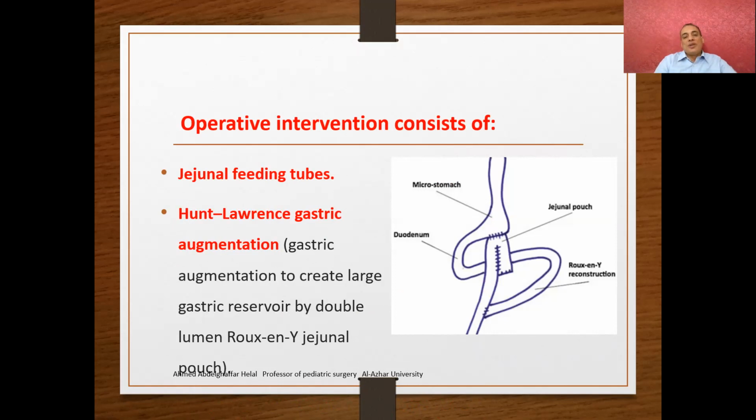It is a gastric augmentation to create a large gastric reservoir by double lumen Roux-en-Y jejunal pouch. As we see, this is a double lumen Roux-en-Y jejunal pouch anastomosed to the microstomach, and the continuity of the GIT is performed through the other limb of the Roux-en-Y. So the idea is to bring 2 lumens or 2 loops and to open the septum in between them, to make a large reservoir simulating the stomach, anastomosing this to the present microstomach.